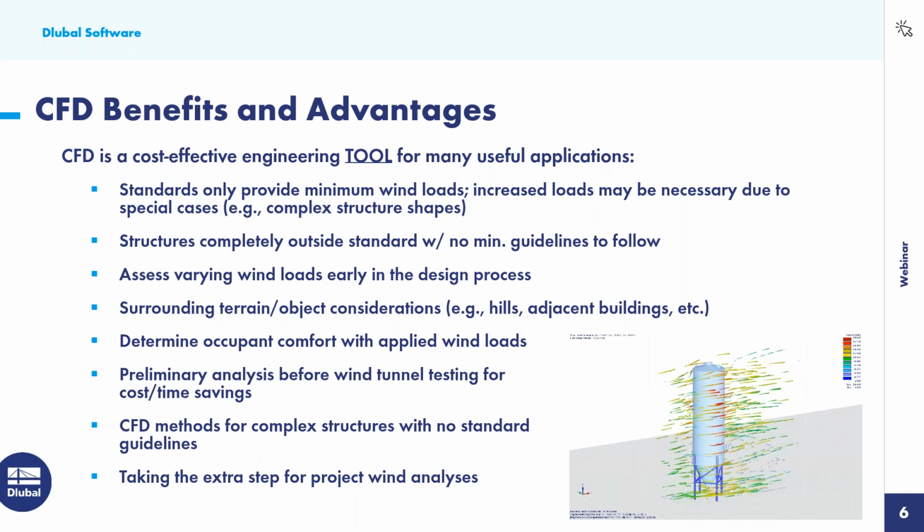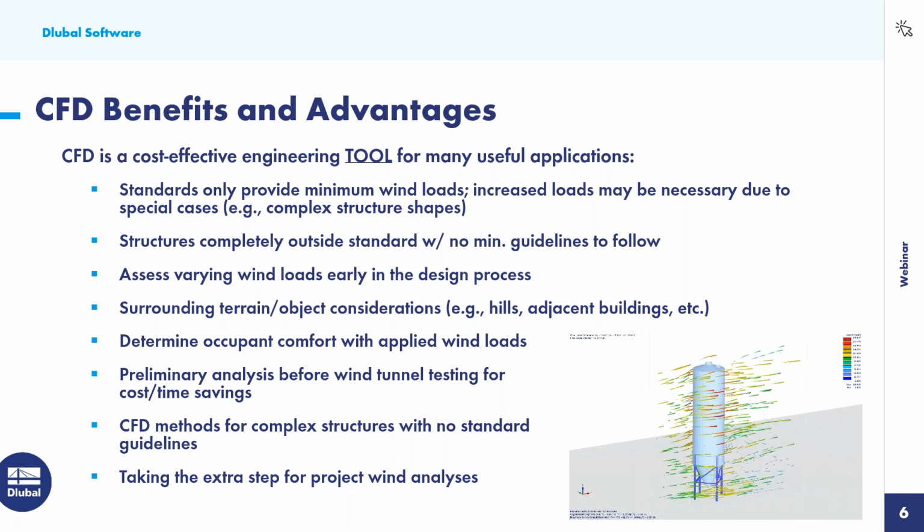We know that codes such as the ASCE 7 and NBC only provide minimum wind loads. It could be in certain scenarios that we need to increase these loads due to special cases, primarily for complex structural shapes. We also can use CFD for structures that fall completely outside the standard with no minimum guidelines to follow. The code is certainly very clear on many different types of structures, but when we get outside of these provisions, we're making a lot of guesses and assumptions. So we can use CFD to ensure that those guesses and assumptions are correct.